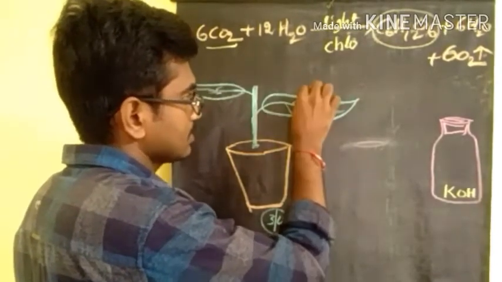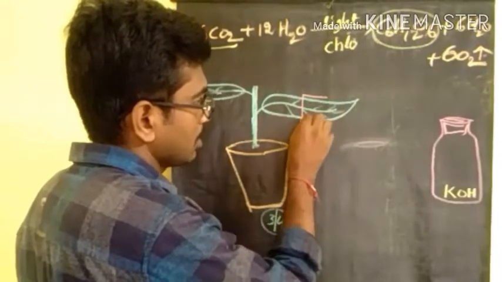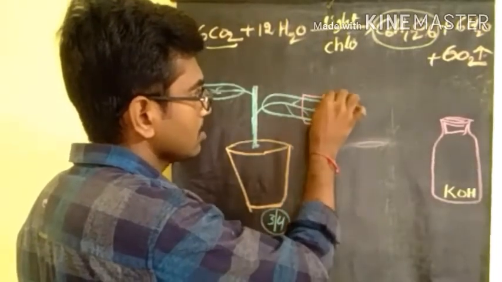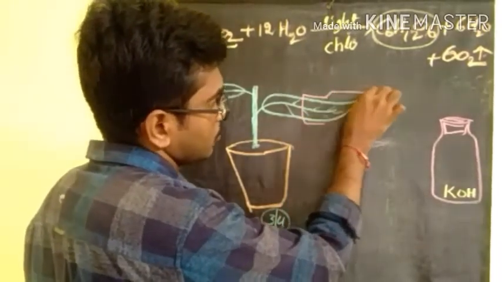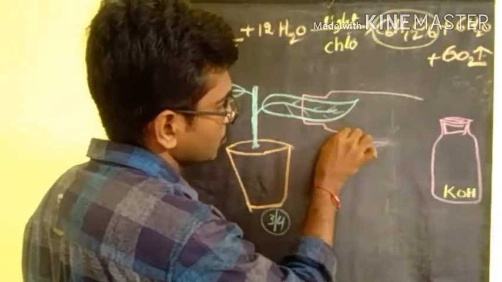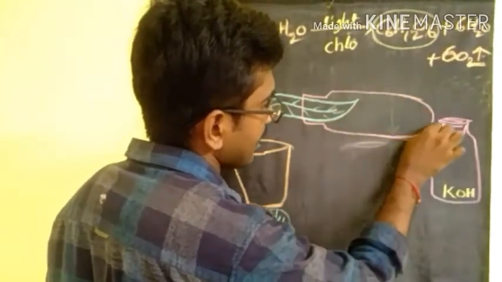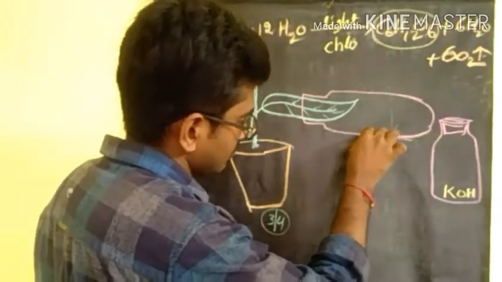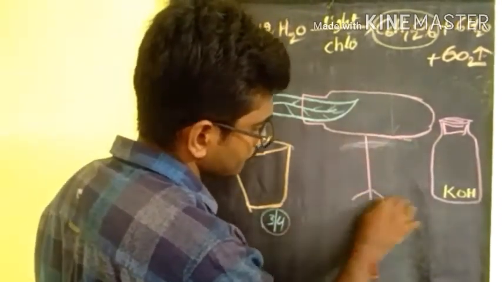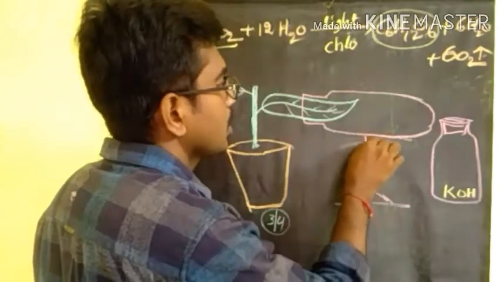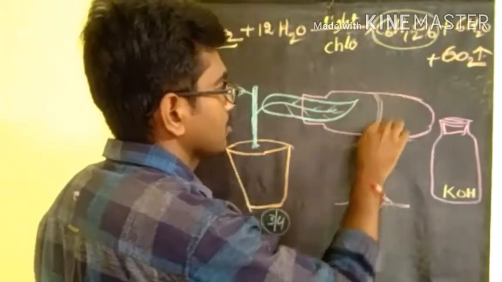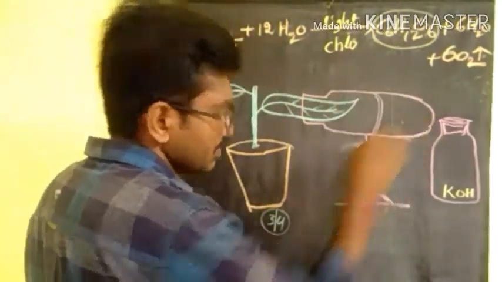We have to insert a healthy leaf into the glass bottle through the split cork. Through the split cork, we have to insert it like this. With the help of a stand, we have to hold this glass bottle.